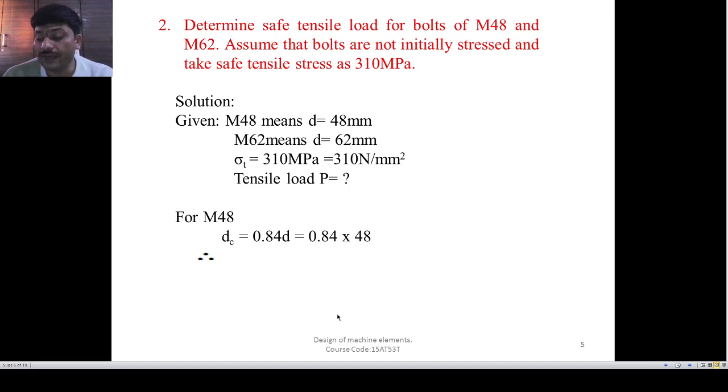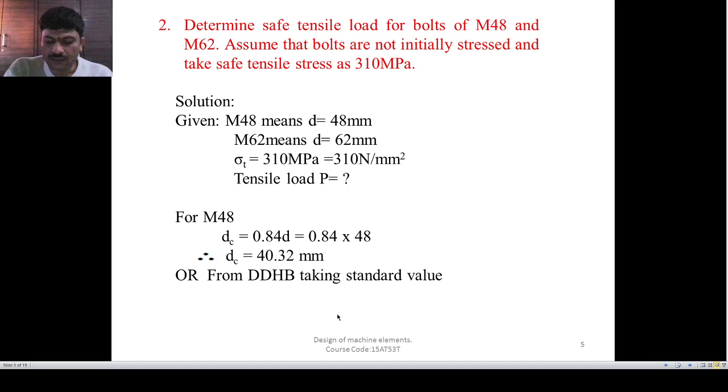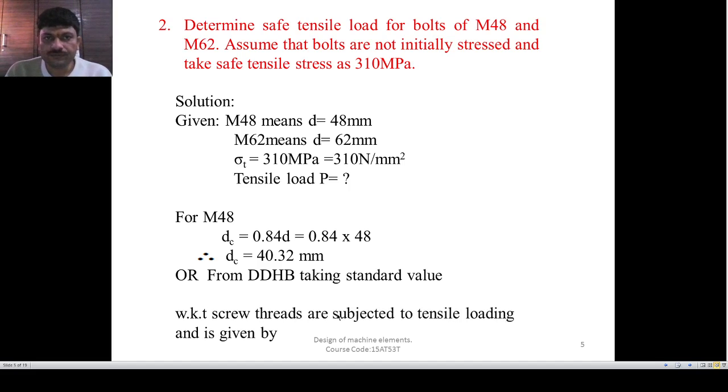So from that you find out the value. Nearly, 48 into 0.84, that is 40.32. 40.32 mm is the root or core diameter, or otherwise you can refer to the data book also, taking the standard value. Since this is bolt 1, from the data book, the nominal diameter is 48, and for the 48 you have to take the root or core diameter. Referring to that table, you can take.